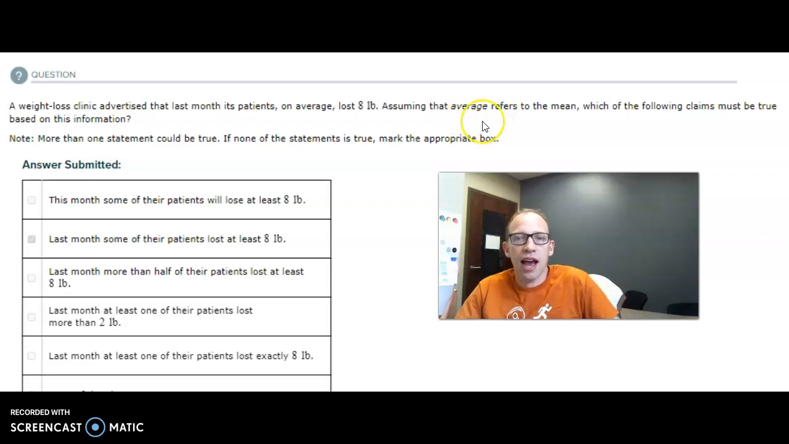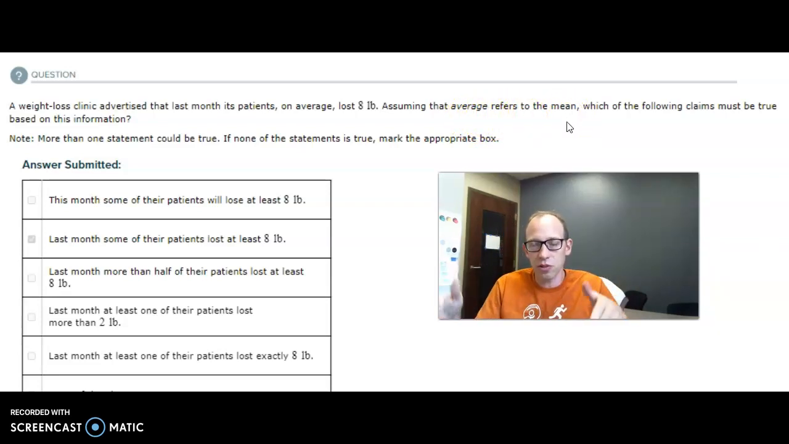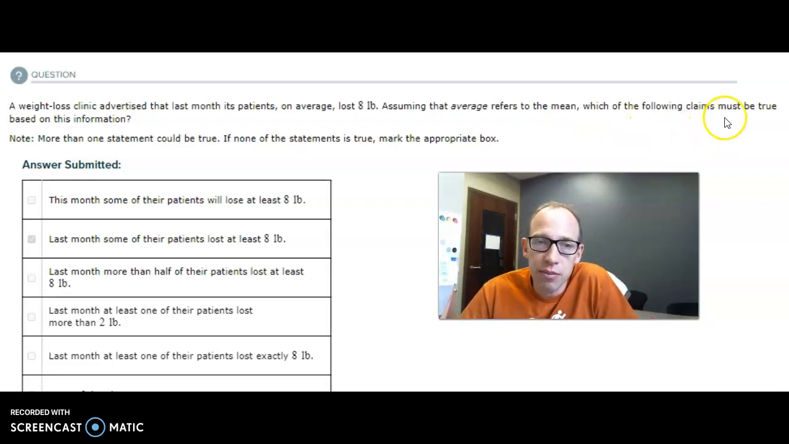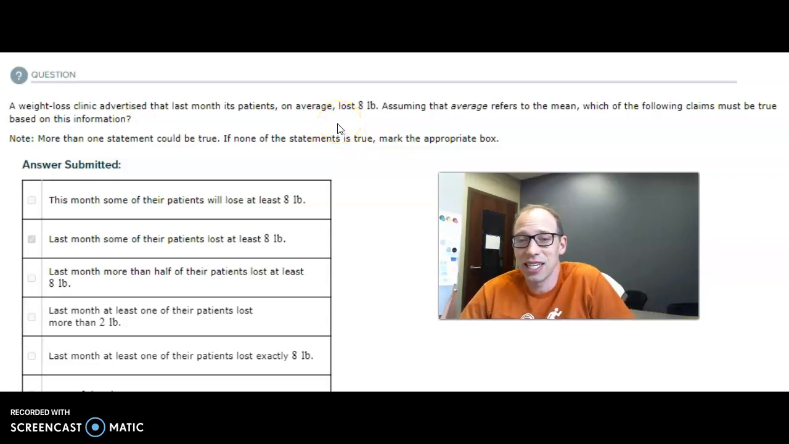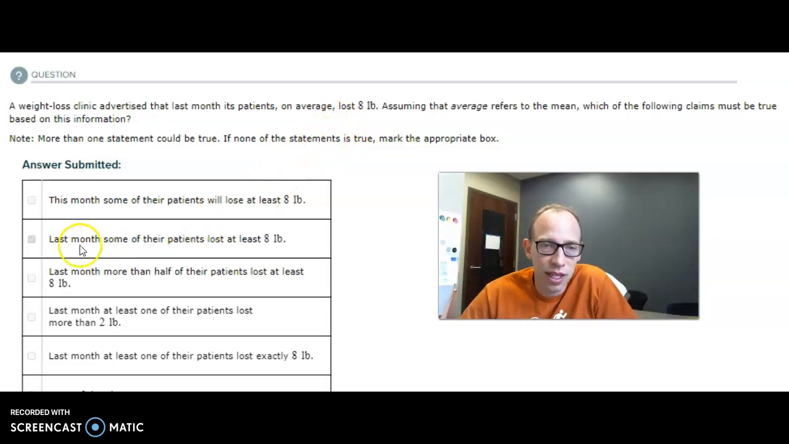And assuming average refers to mean, arithmetic mean, this is where you add up all the values and divide by how many there are. Which of the following claims must be true based on this information? This month, some of their patients will lose at least 8 pounds. Well, probably, but we don't know that for sure because this is about last month. So this 8 pounds only gives us information about last month. We don't have any information on this month.